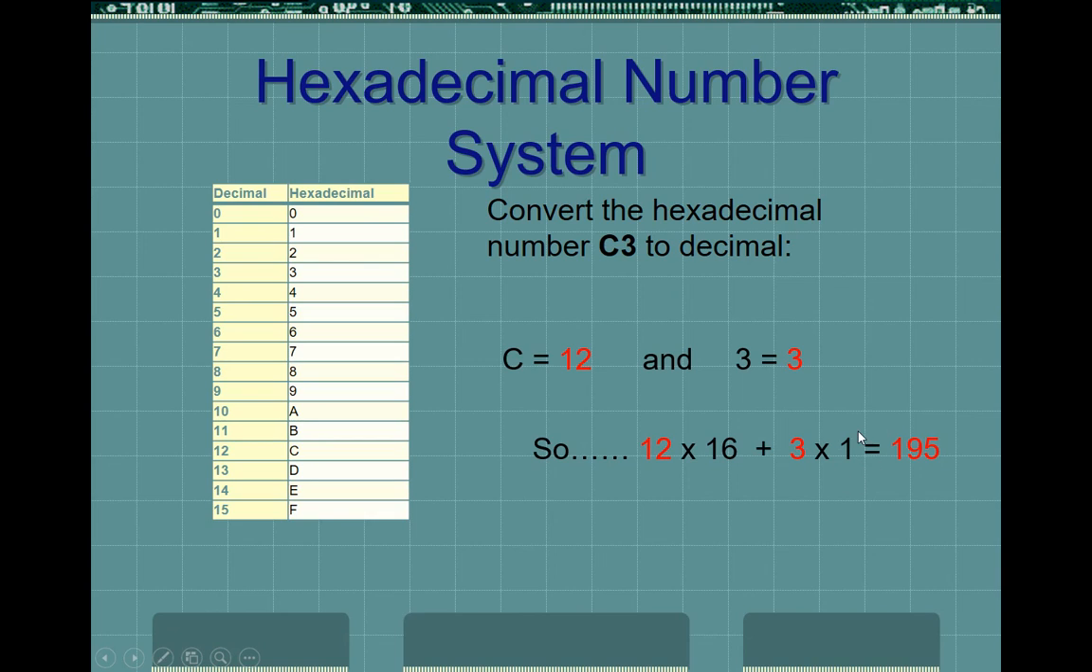So you use this little chart, or once you do this a number of times, you're going to be able to memorize that. And you find out what these two digits are equal to in the decimal system, and you multiply those by 16 and 1. Let's look at another example.